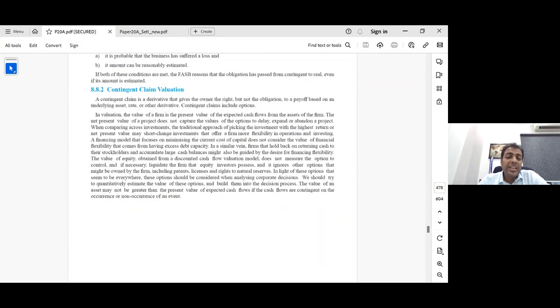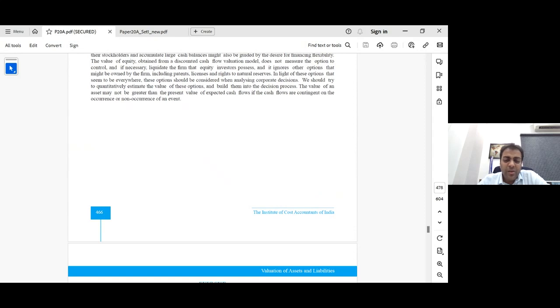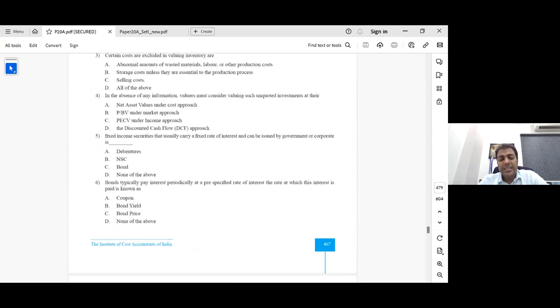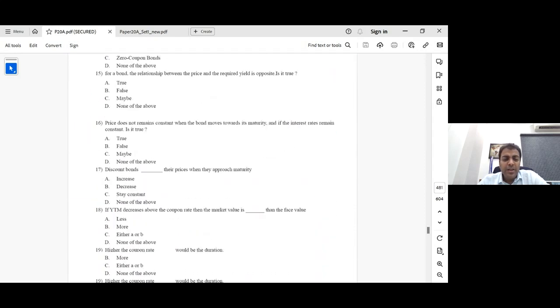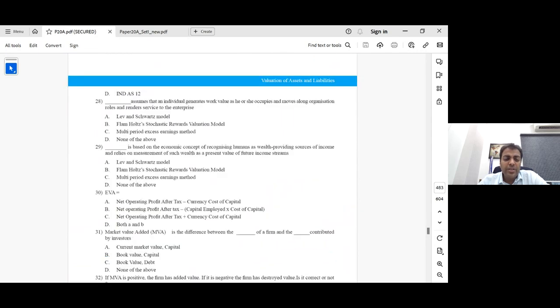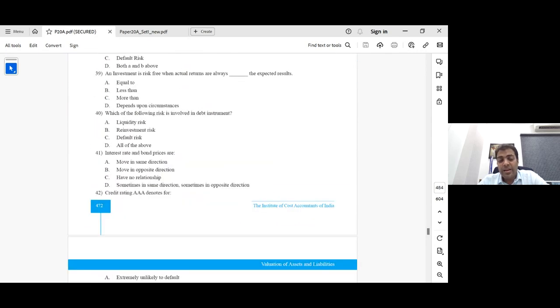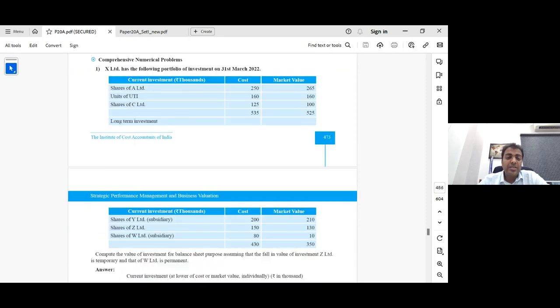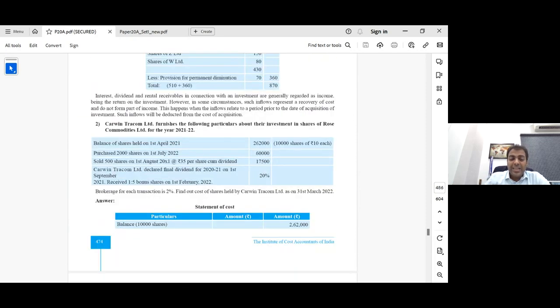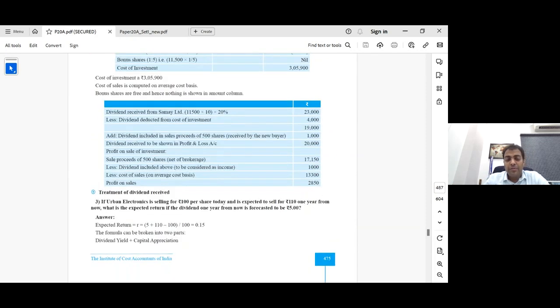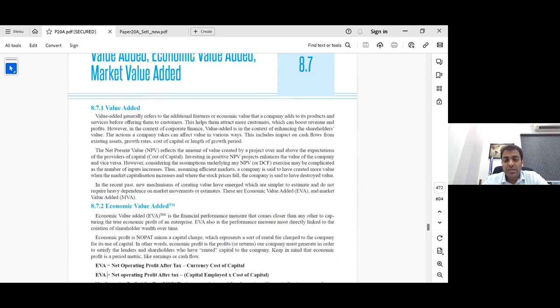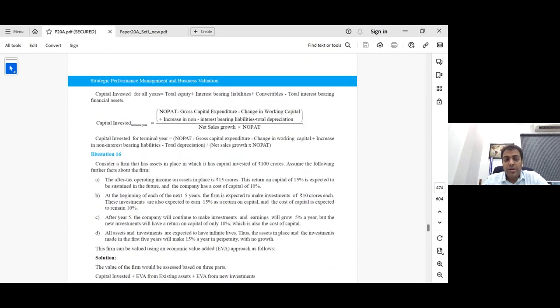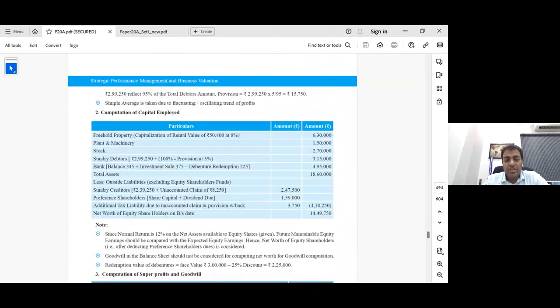Then you also have something called contingent claim valuation, theoretical concepts introduced here. So in this part you would expect mostly theoretical questions, but on EVA and MVA, definitely you can expect a lot of practicals. So that's what we have as part of your module. I've given you an overview of this. I hope you've understood this.